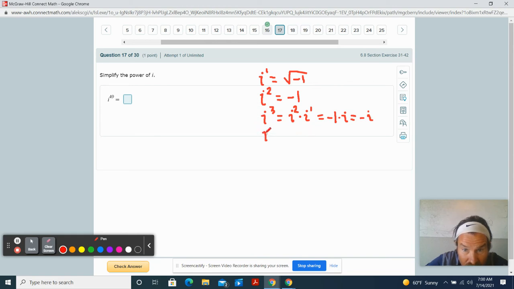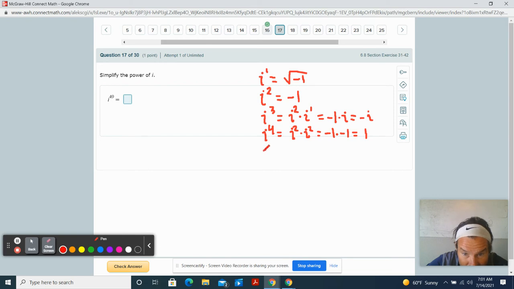Okay, let's go to the next one. i to the fourth power. I'm going to say i to the fourth power is i squared times i squared. 2 plus 2 is equal to 4. But what's i squared? i squared is equal to -1. So this is really -1 times -1. What's -1 times -1? -1 times -1 is +1. So i to the fourth can be simplified down to a +1.